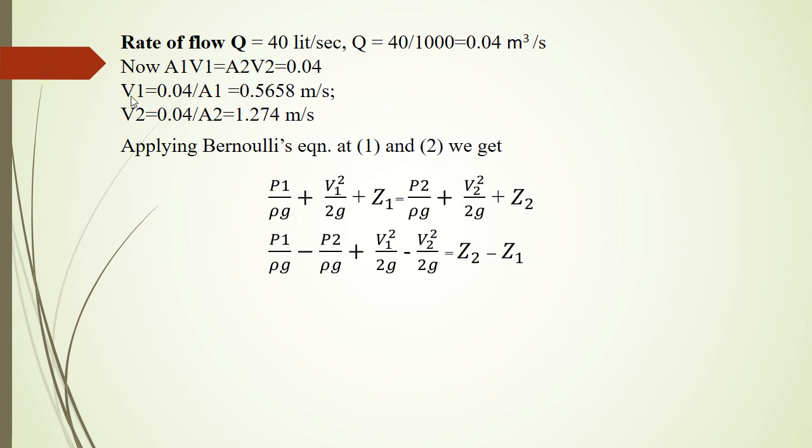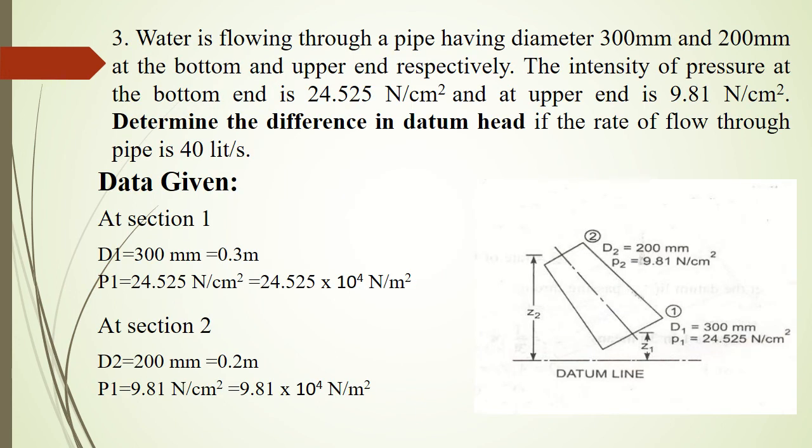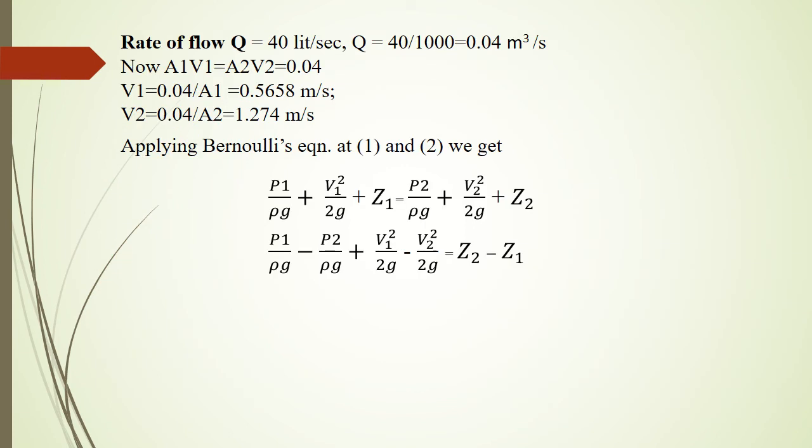To find V1, it is nothing but Q by A1, so Q is 0.04 divided by A1. A1 is what you have calculated. If you substitute, V1 is going to be 0.5658 meter per second, and similarly V2 is going to be 1.274 meter per second. Again the procedure is almost the same.